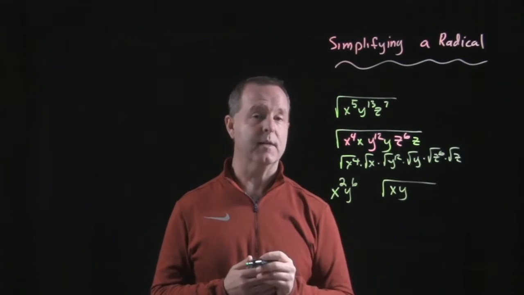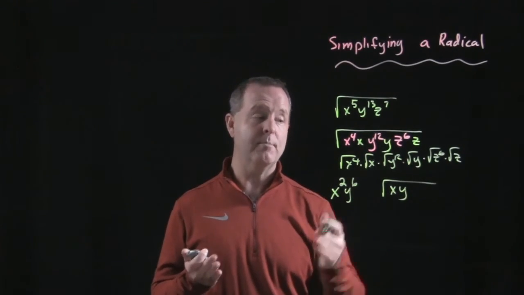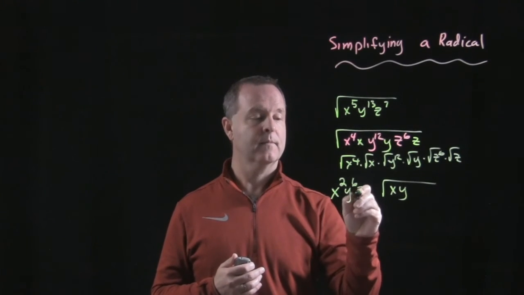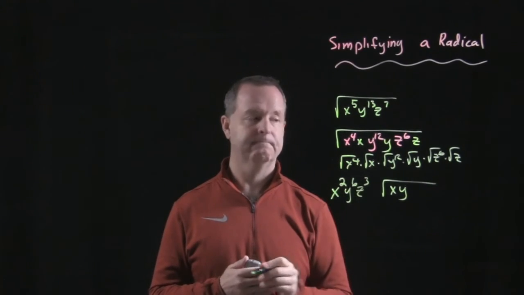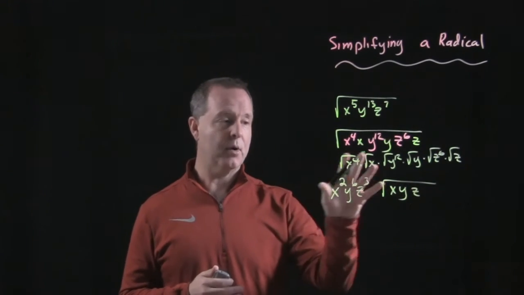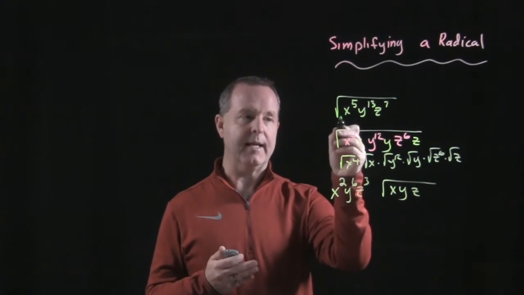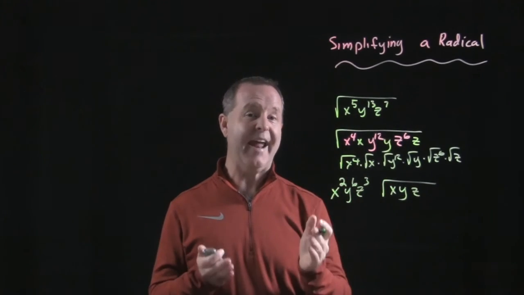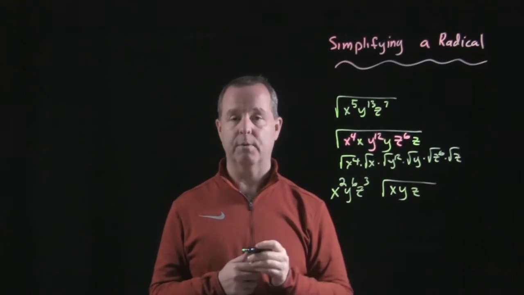The square root of z to the 6th, what times what makes z to the 6th? A z to the cube does. And then I have remaining square root of z left. So in that process right there, I was able to look at each of the bases and refactor or factor them into perfect squares.